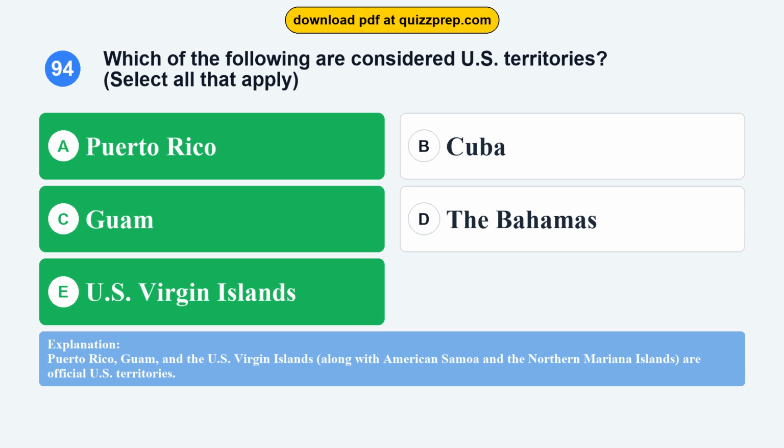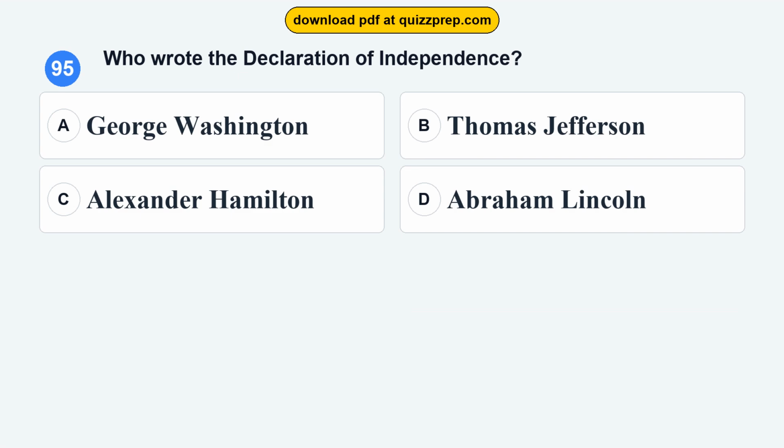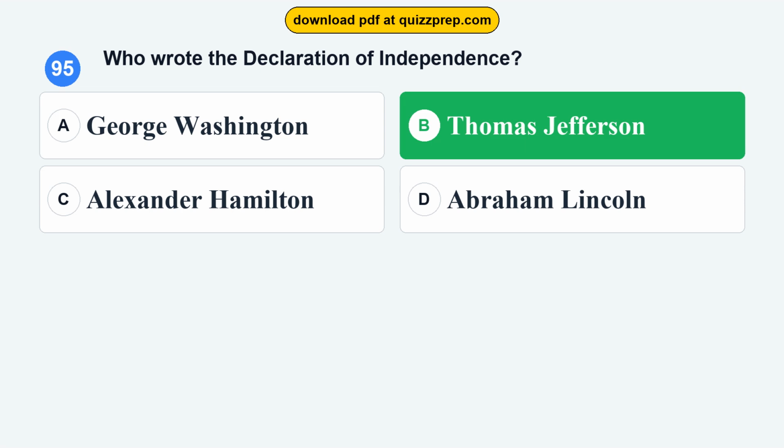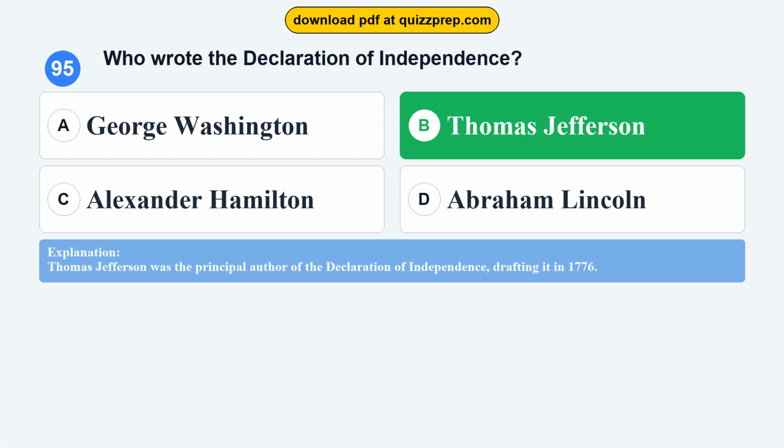Question 95. Who wrote the Declaration of Independence? Option A, George Washington. Option B, Thomas Jefferson. Option C, Alexander Hamilton. Option D, Abraham Lincoln. The correct answer is option B, Thomas Jefferson. Thomas Jefferson was the principal author of the Declaration of Independence, drafting it in 1776.